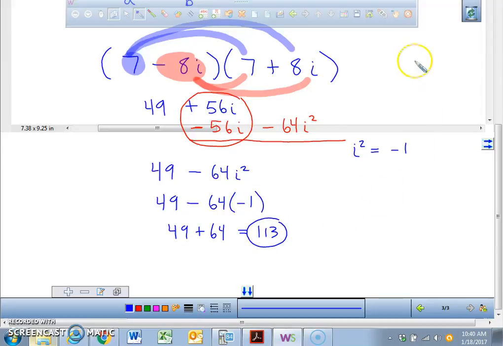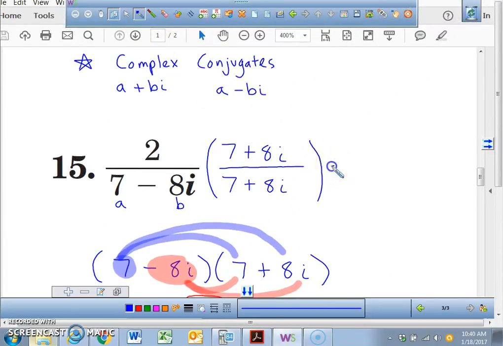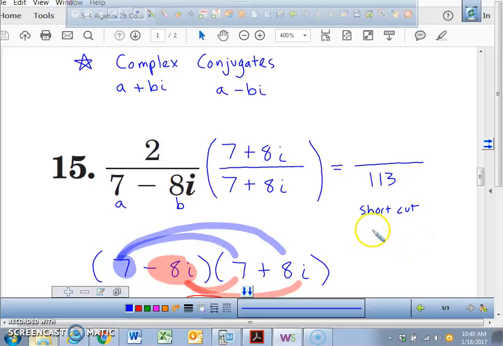There's a little thing where you get rid of the i. So, can I show you a shortcut to that? Because what does this end up becoming? This ends up becoming 113. Here's your shortcut. Whatever your a value is, what was our a value? Our a value was 7, and we square it. What was our b value? 8. Just the 8.